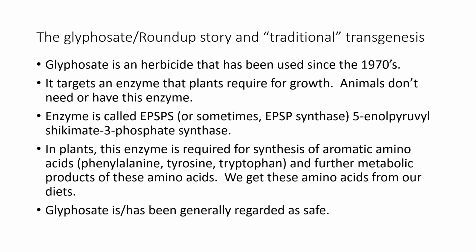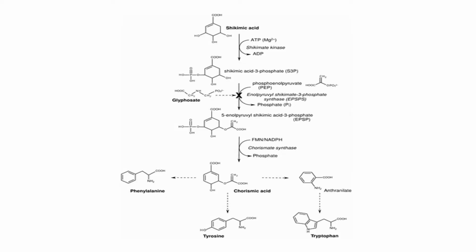Anyway, in plants, this enzyme is required for the synthesis of aromatic amino acids, phenylalanine, tyrosine, tryptophan, which are also metabolized further to produce molecules that are required for photosynthesis by these plants. So obviously, the plant needs this enzyme in order to live, and people don't because we get these amino acids from our diet. Okay, so here's our pathway, which is blocked by glyphosate. As a result of that block in the pathway, the aromatic amino acids are not made, and the plant cannot survive.